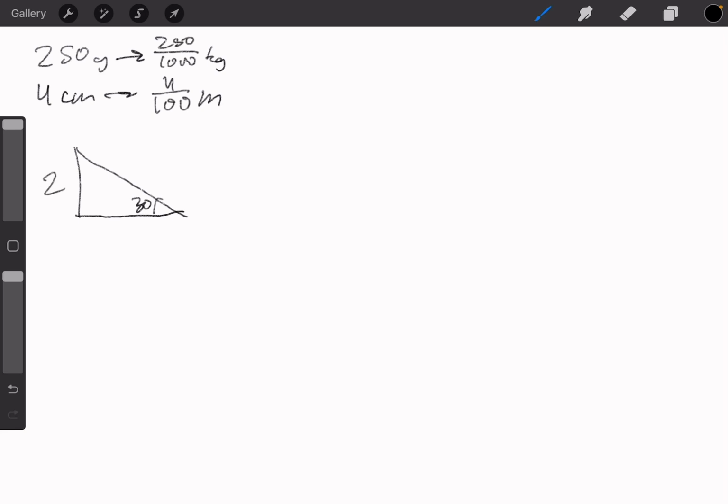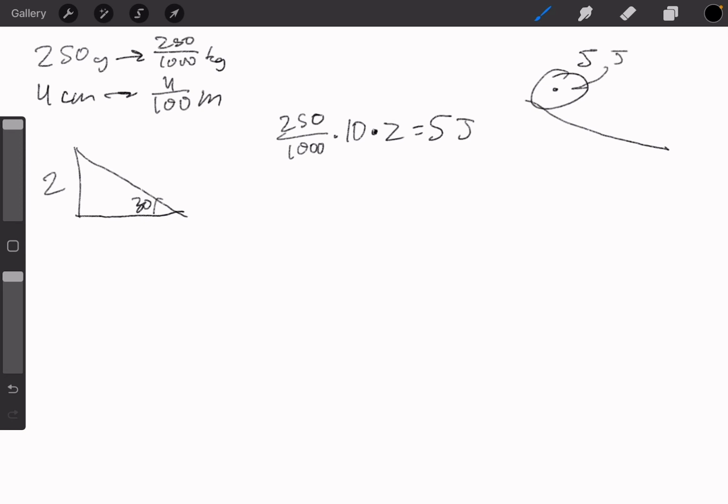So this is the graphic we have here. And we know the distance off the ground of the snowball. So using the mgh formula, we have the mass, 250 over 1,000, times g, which is 10, times h, which is 2 meters. And this will simplify to 250 over 1,000 times 10 times 2, equal to 5 joules. So that means the snowball has 5 joules of potential energy in it before it starts rolling down the hill.